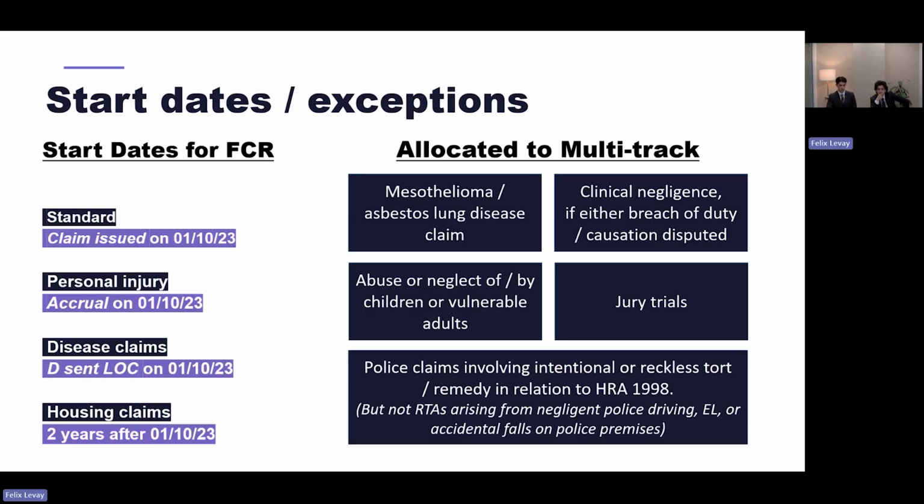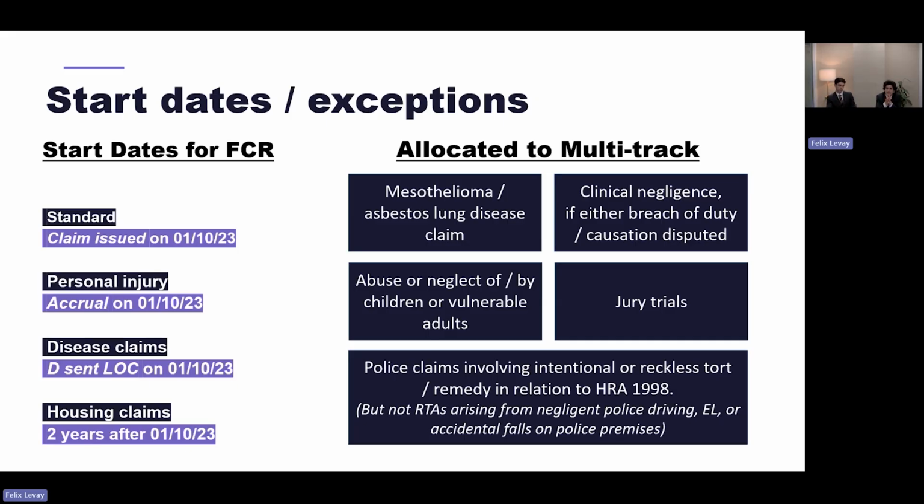Disease claims, the date goes from when the letter of claim was sent to the defendant. Housing claims, there was a delay of 2 years. So you're looking at that. You're also looking at particular types of claim.